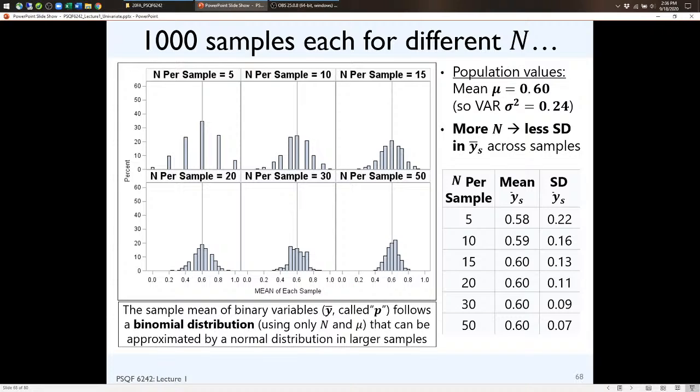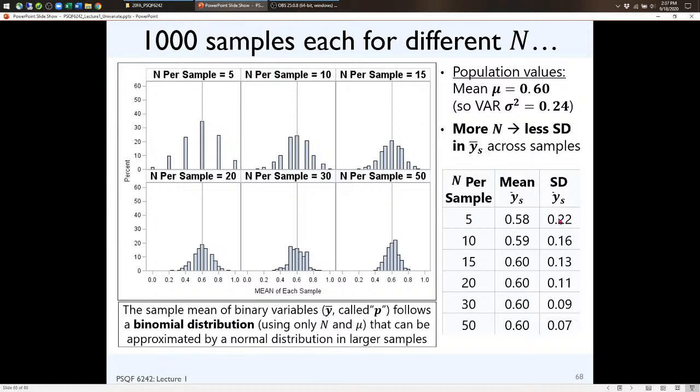So I took random samples from this population of different sizes, and for each size I did 1,000 resamples to create the pictures that are shown here. So what you're looking at are the sampling distributions for the mean of this binary variable in samples of 5 people, 10 people, 15, 20, 30, or 50. And you can see that as sample size increases, this distribution becomes more symmetric, more normal looking, and the values get closer together. But it doesn't work so well when you have really small samples.